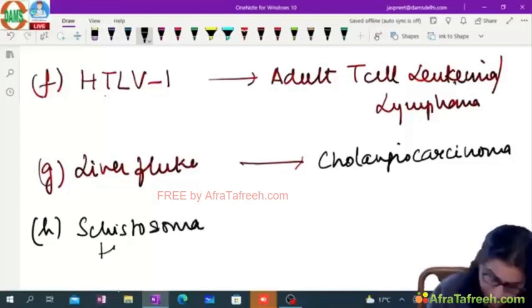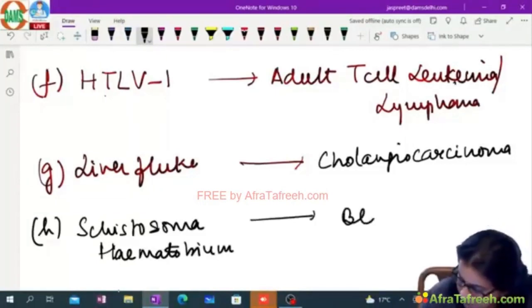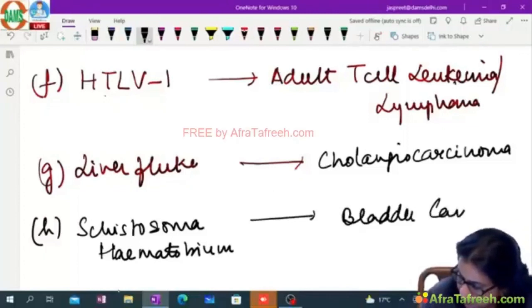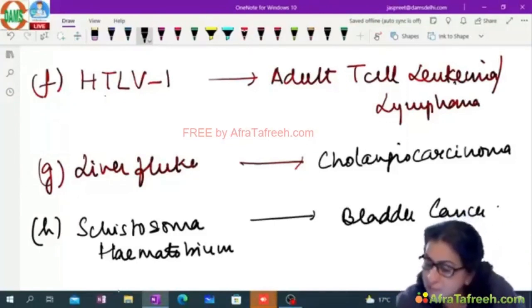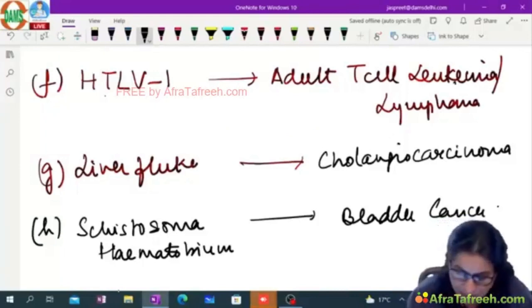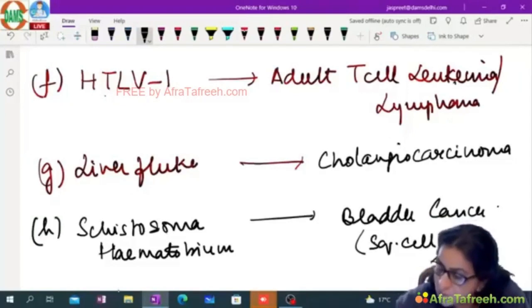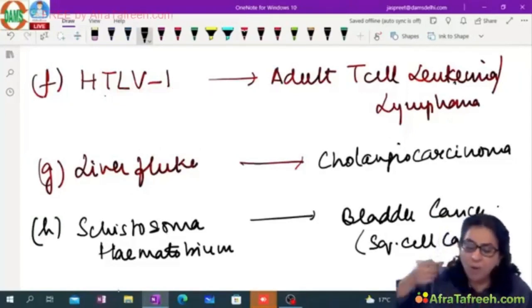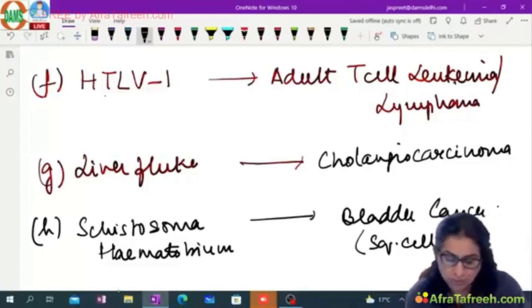Schistosoma haematobium causes bladder cancer. Which bladder cancer? Squamous cell carcinoma. So Schistosoma haematobium causes squamous cell carcinoma of the bladder. Okay, so these are oncogenic microbes.